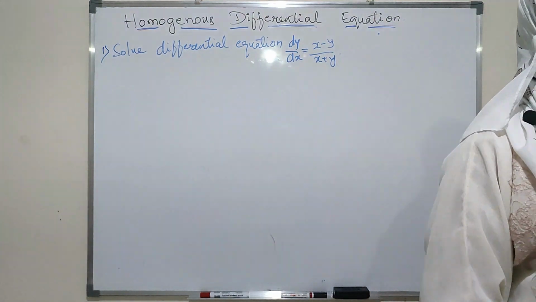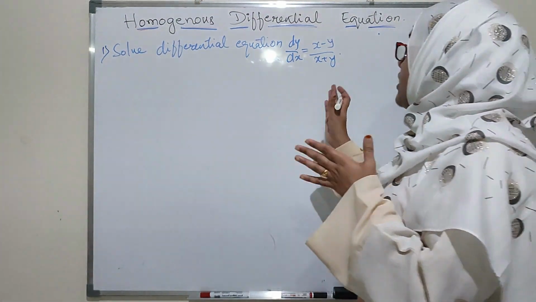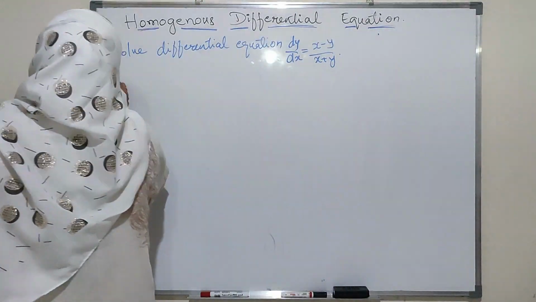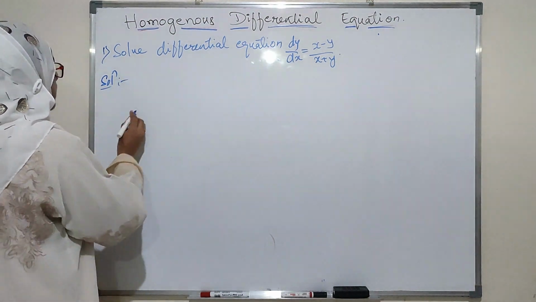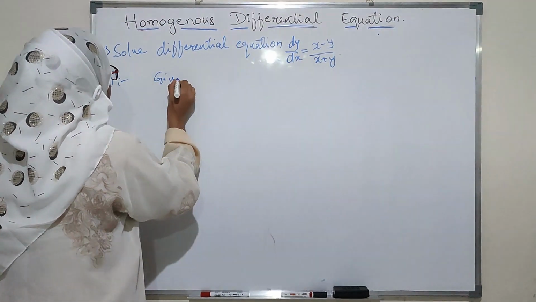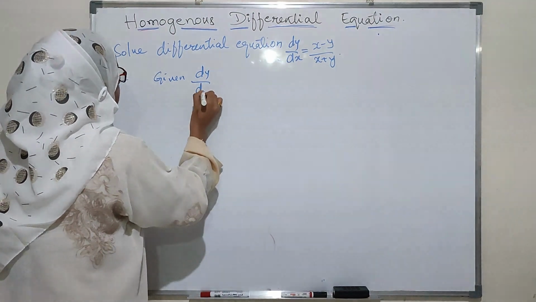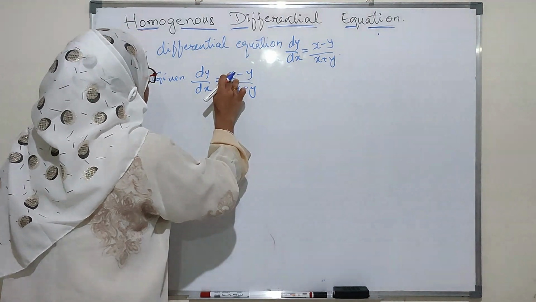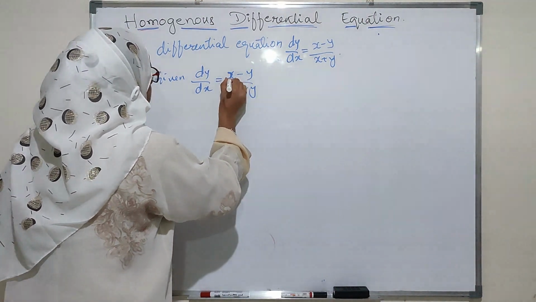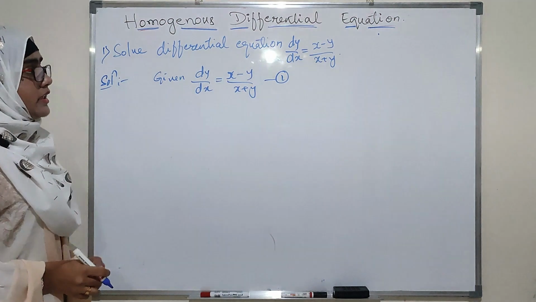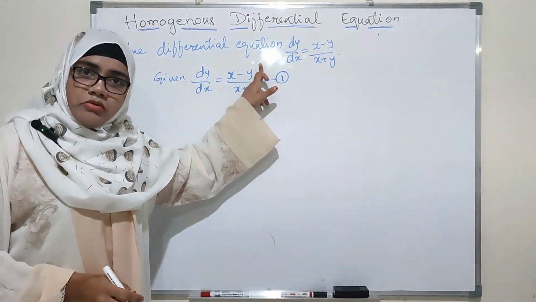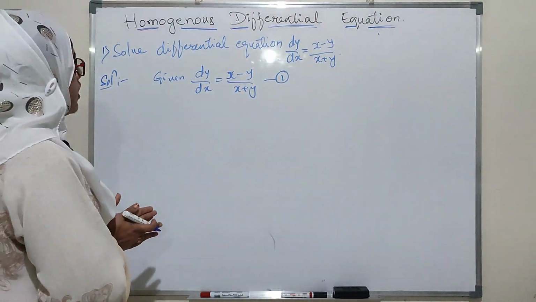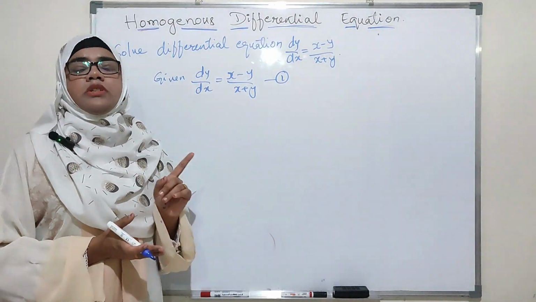Okay, so we have to solve the given differential equation. First, we have to check whether it is a homogeneous differential equation or not. Write down the solution. Given differential equation dy by dx is equal to x minus y divided by x plus y. Name this one as equation 1. Here, x is having power 1 and y is having power 1 in the numerator. Both are having the same power. In the denominator also, both are having the same powers. So we can say that the given function is a homogeneous differential equation.